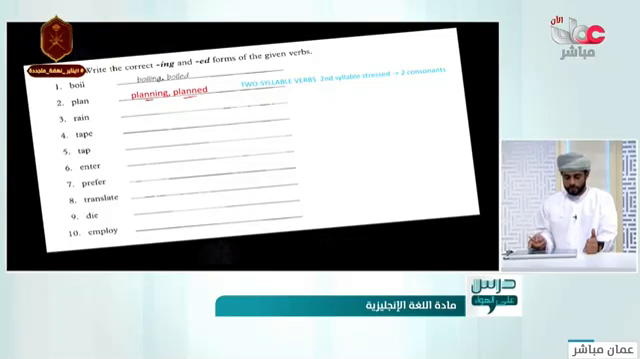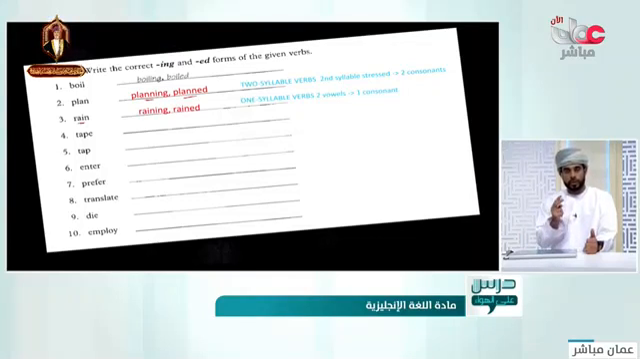Rain. What should we do with that? Raining, without doubling anything. Why is that? Because it is one syllable with two vowels. We say that when it is one syllable with two vowels, we don't double the consonant.